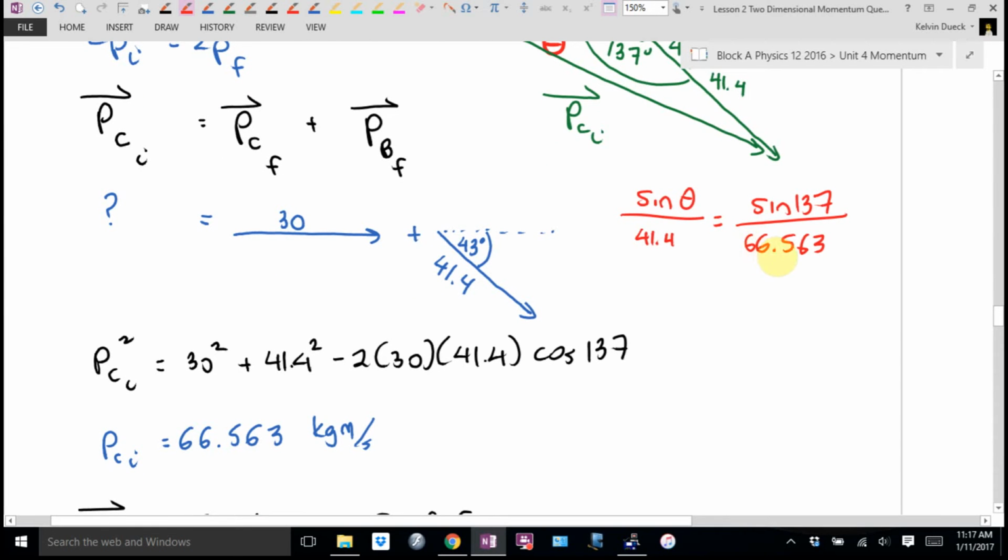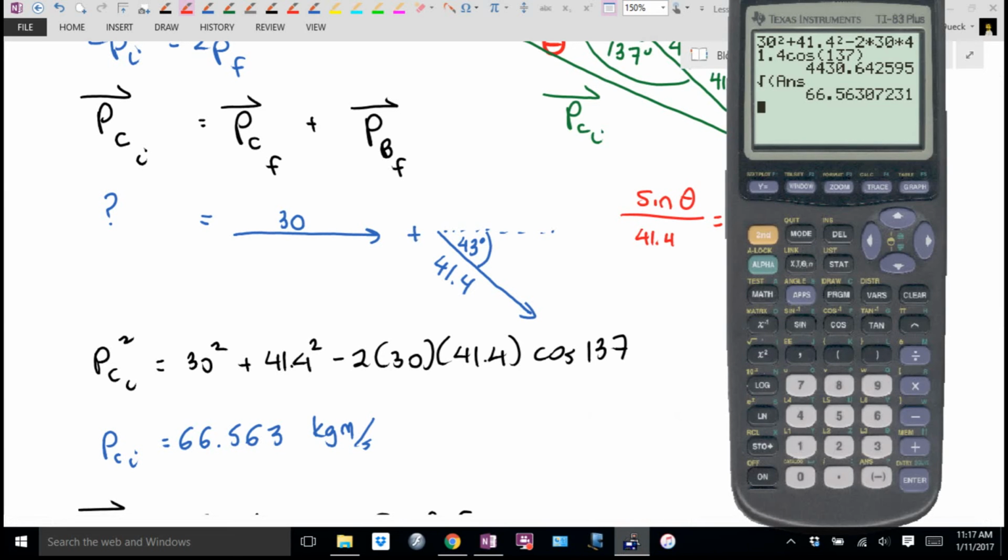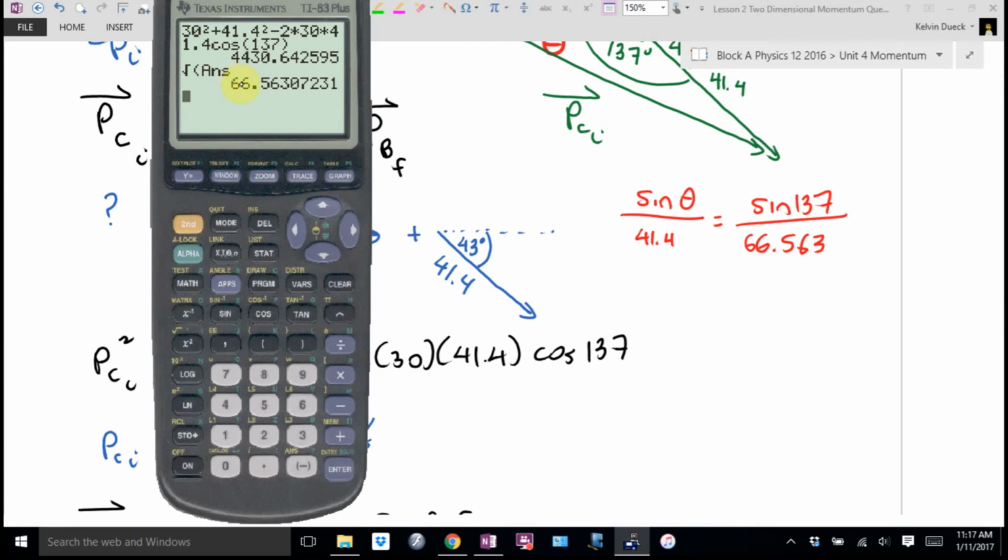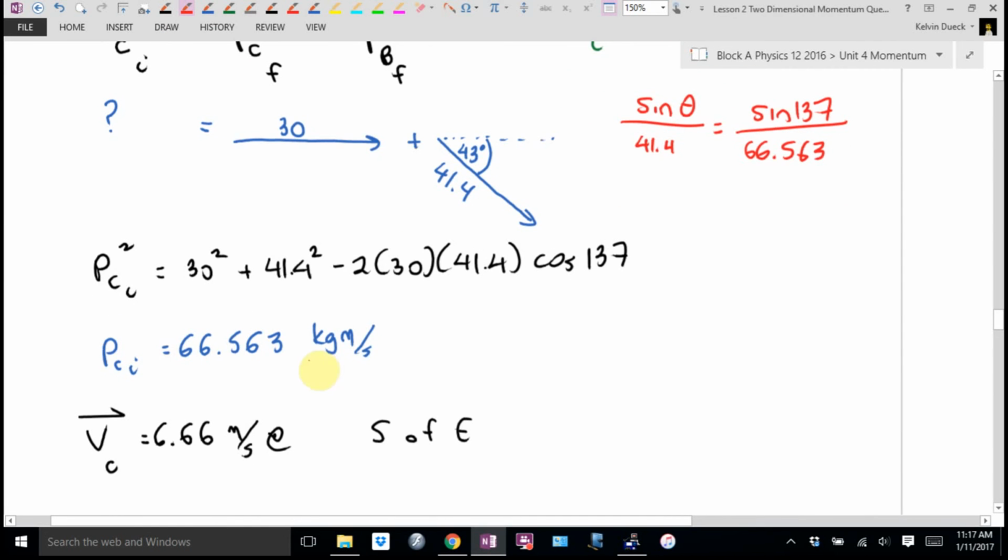I'll times the 66.563 over to the sine theta side. In fact, you know what? I'm going to use my answer button. I actually still have this stored on my calculator, so I'm going to go answer times. Sorry, I'm going to times the 41.4 over. 41.4 times sine of 137 divided by the answer button. That's where I want to do it. Cross multiplied sloppily as well. And then shift sine of that, and I get 25.1 degrees.